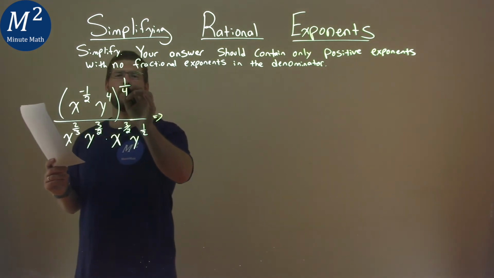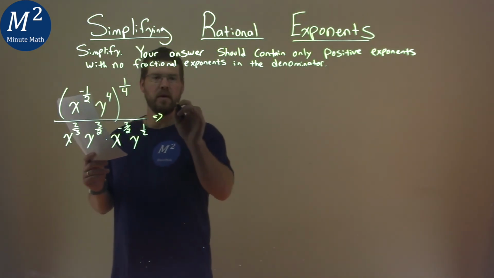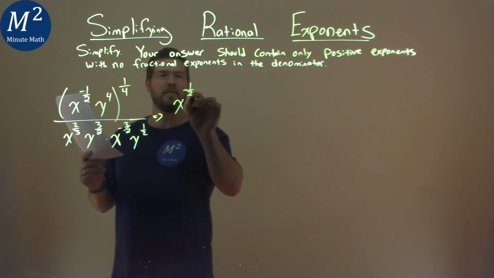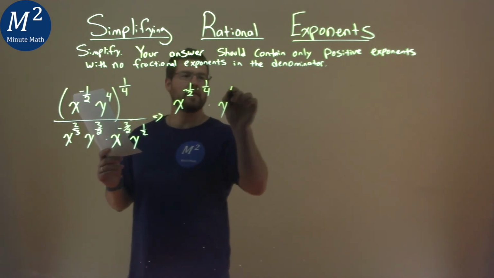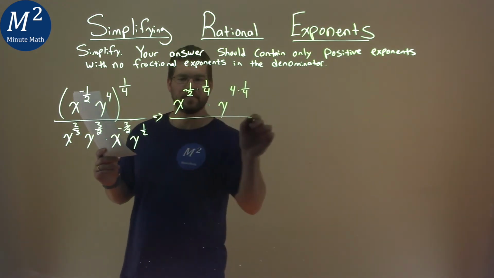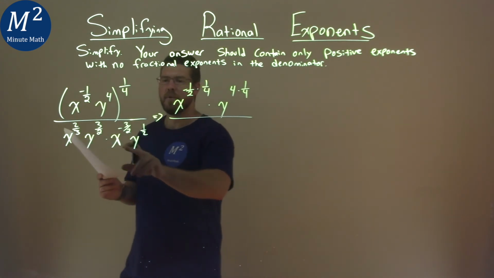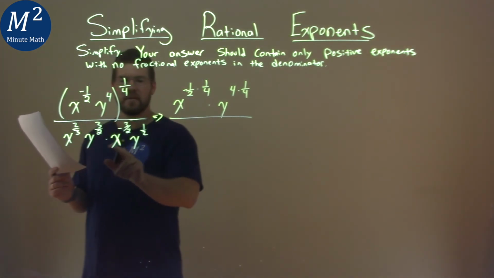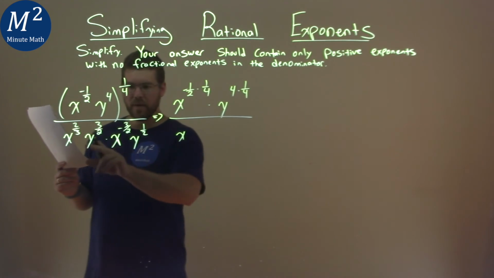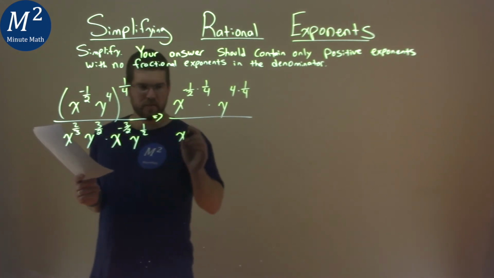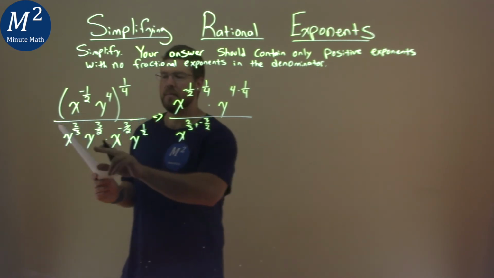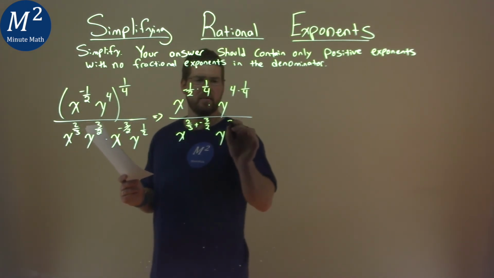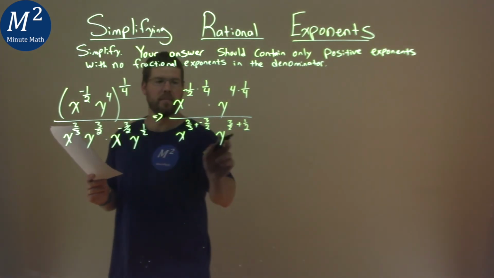We need to distribute this 1/4 power to both parts in our exponents. So we have x to the -1/2 power times that 1/4. Remember, we multiply the exponents here, times y to the 4 times the 1/4 power. The denominator here, I'm going to combine my like bases. I have x and x here. So when we combine them, remember, when we multiply, we add the exponents. So we have 2/3 plus a -3/2. Same thing with the y's. Y here, we have 3/2, and then we're going to add the other 1/2, like that, by combining them there.